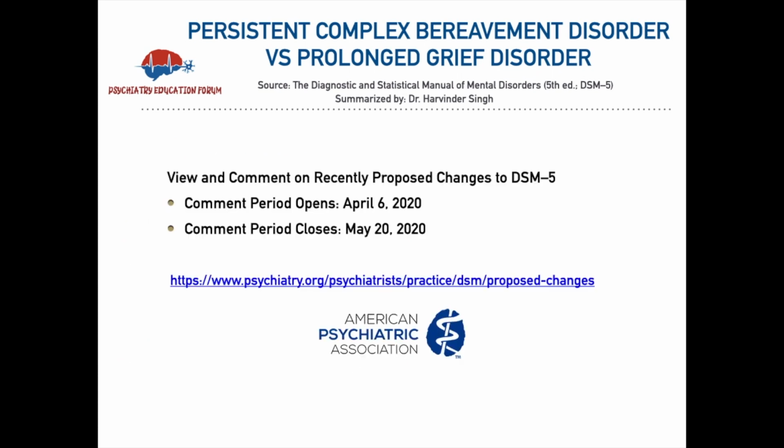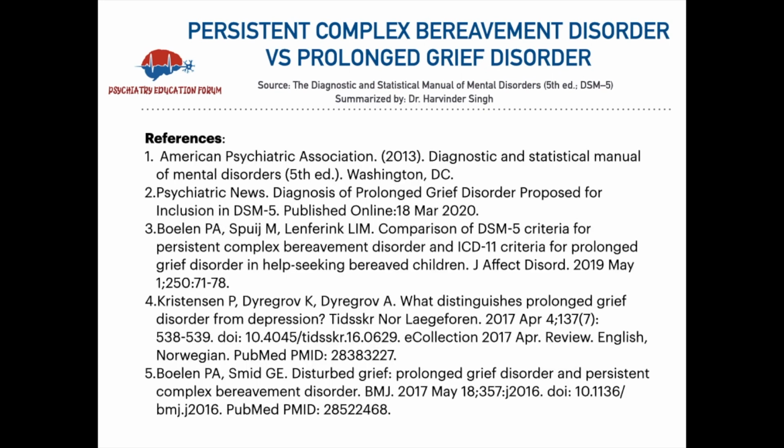So what I will recommend is, I will put this link below. This is our American Psychiatric Association. There is a page for proposed changes. So these are the proposed criteria for prolonged grief disorder that I just talked about. They are not finalized yet. So they will open their comment period on April 6, and this will end on May 20. You can go there and put your comments, and then they will take everything into consideration before finalizing these proposed criteria for prolonged grief disorder. And these are all the references that I used to compile this information.